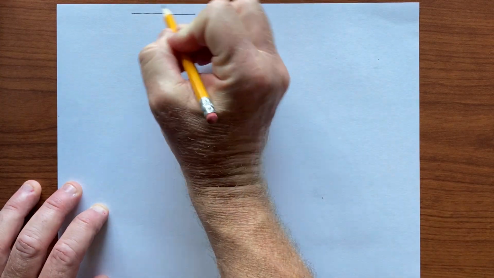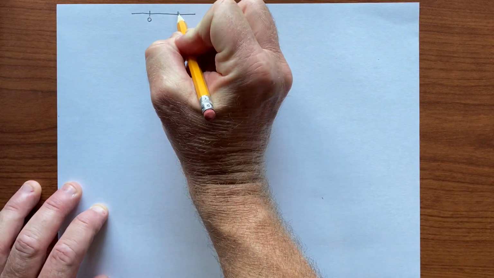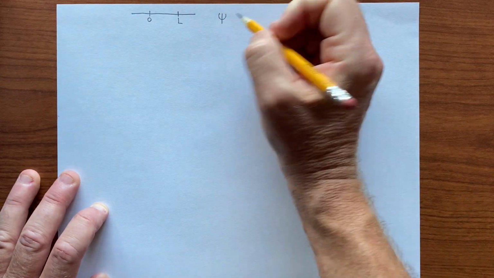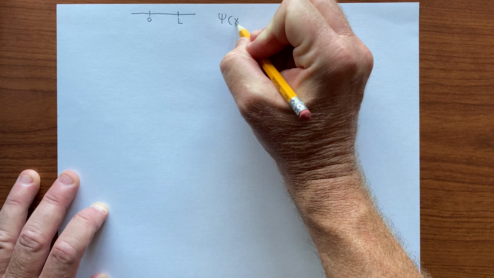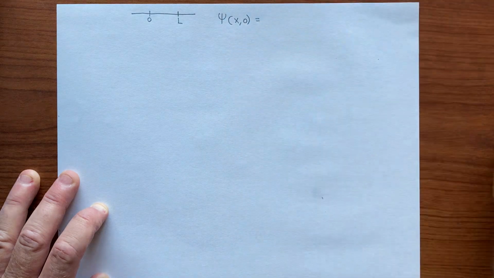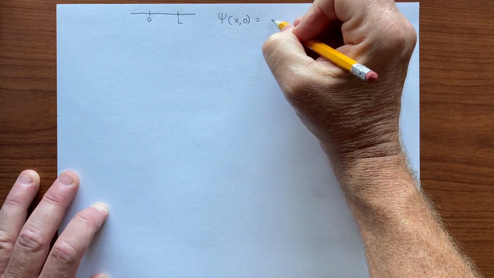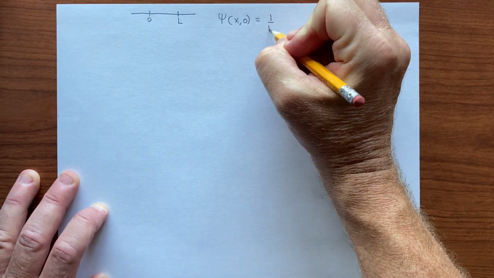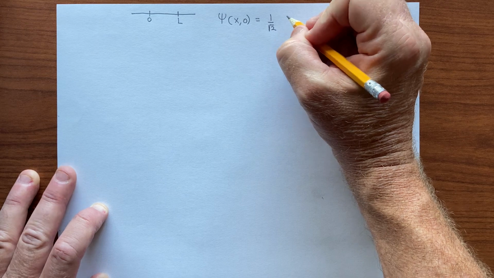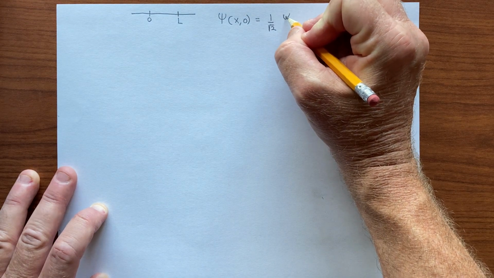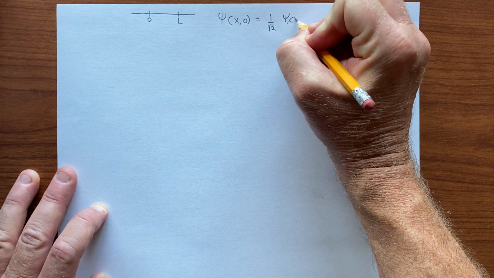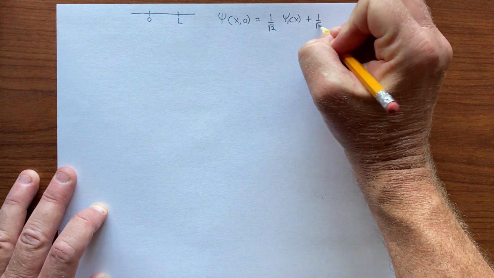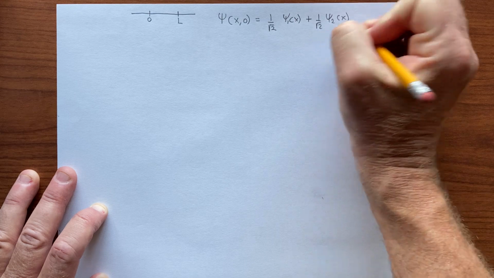So we have our particle that is forced to live between x equals 0 and x equals L. And let's say that we have a psi of x and 0, which is an unequal weighting of the ground state and the first excited state. So that means that we have 1 over square root of 2 psi 1 of x plus 1 over square root of 2 psi 2 of x.